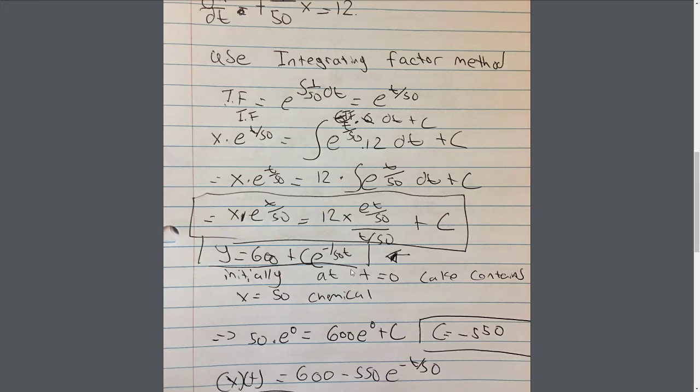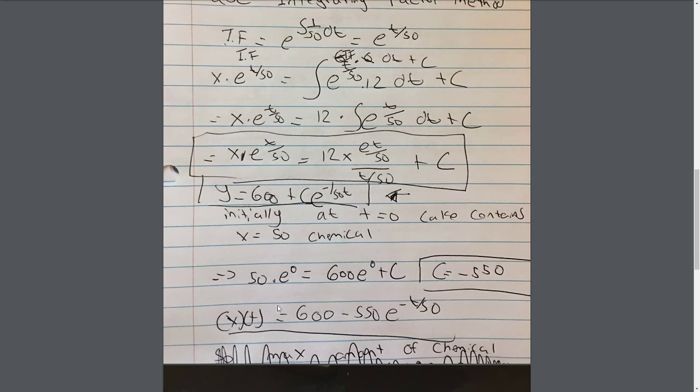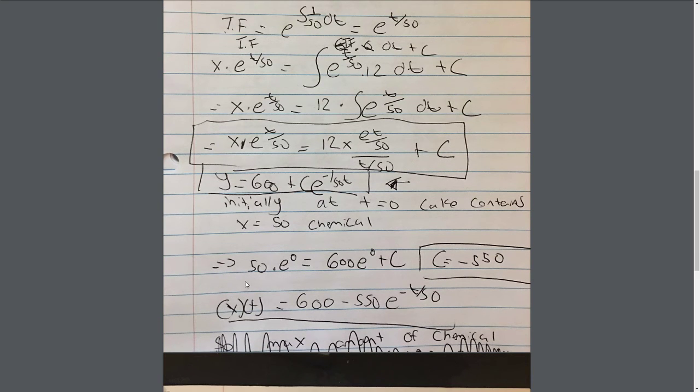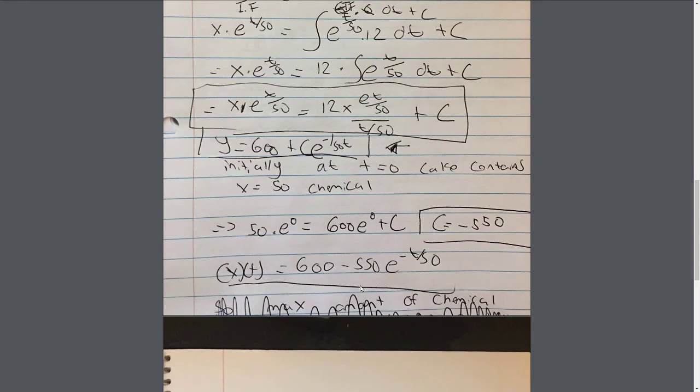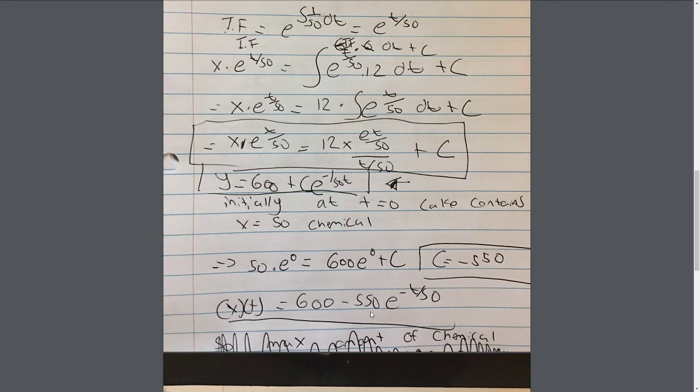Now we solve using what we know: t equals 0 and x equals 50. So 50 times e to the 0 equals 600 e to the 0 plus c, and we get that c is equal to negative 550. We plug that into this equation, and we get 600 minus 550 e to the negative t over 50. That's the equation we're going to use.